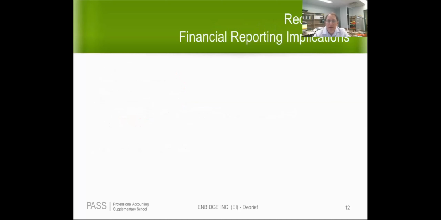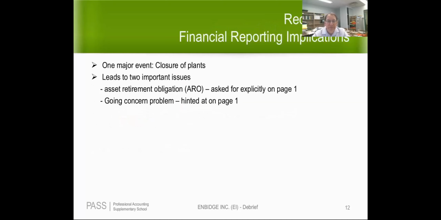Okay, financial reporting, closing the plants. We had two issues. The one issue, somebody already mentioned, we have an ARO. That was explicitly on page 1. Do you guys agree that the hint was pretty strong for a possible going concern problem?